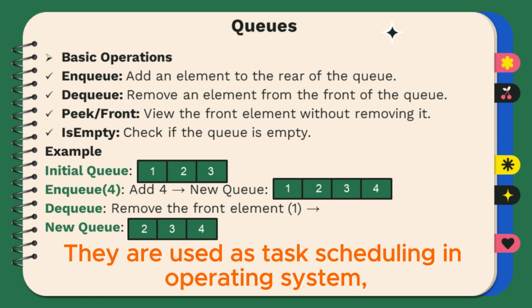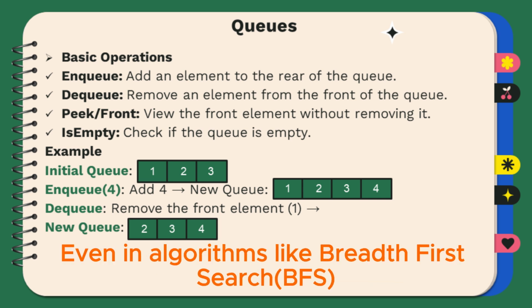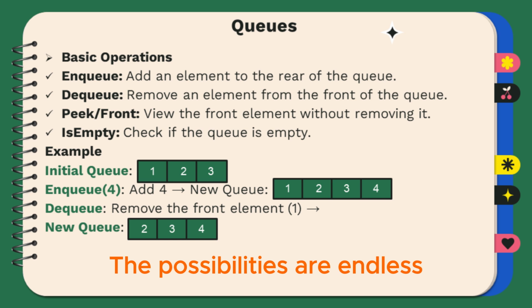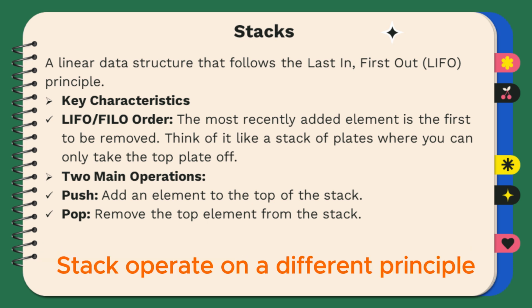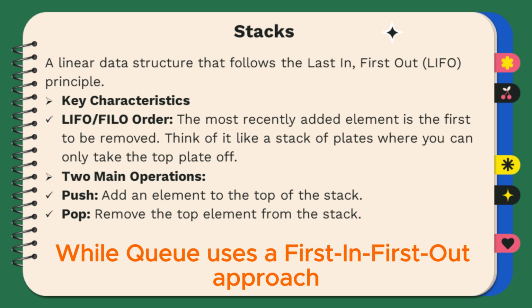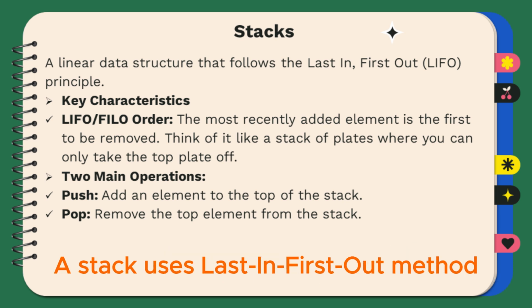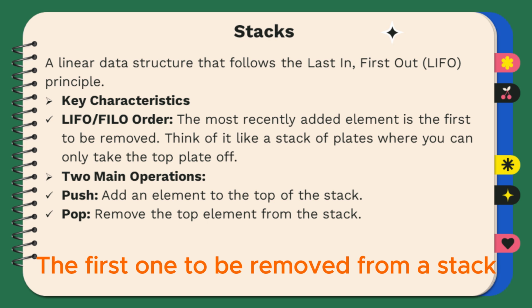They are used for task scheduling in operating systems, managing print jobs, even in algorithms like breadth first search. The possibilities are endless. Let's shift our focus to the other type of linear data structure, the stack. A stack operates on a different principle compared to queues. While a queue uses a first in first out approach, a stack uses a last in first out method. This means that the most recently added element is the first one to be removed from a stack.